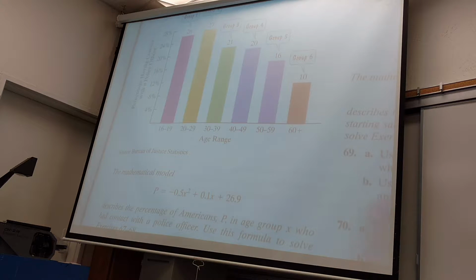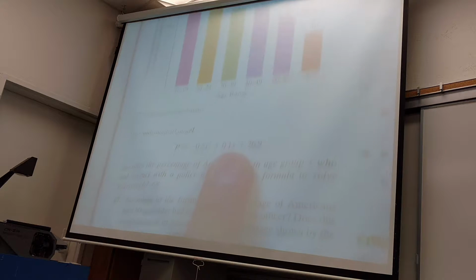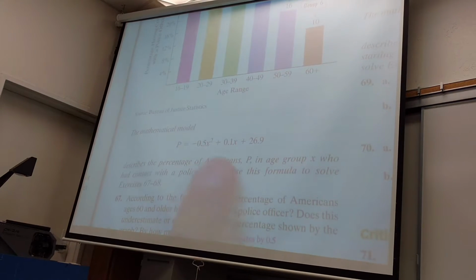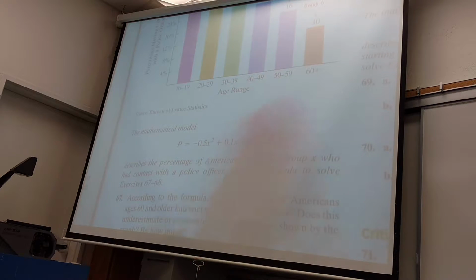This is just a plug and chug problem, though. That's all it is. They give you the equation, and then they say 60 and older. Well, that's group 6. I'm going to plug a 6 in for x, and I know it should come out close to 10 because that's where it's supposed to be. I like it.